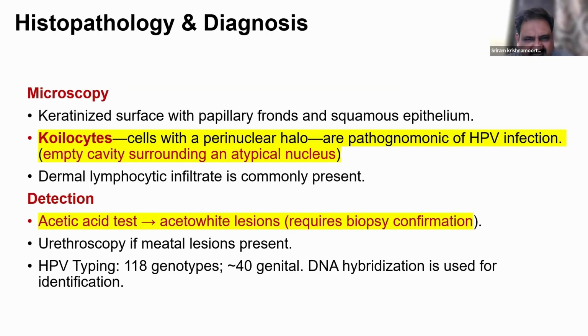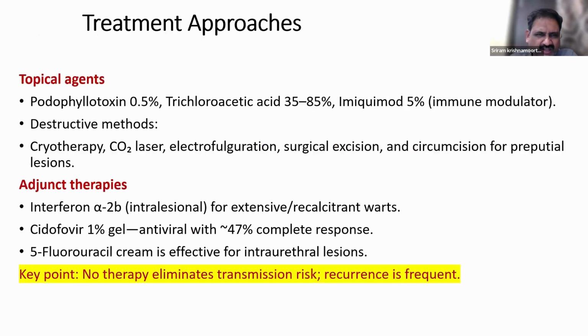The presence of koilocytes, perinuclear halo, is pathognomonic of HPV. It's an empty cavity. What is a koilocyte? It's an empty cavity surrounding an atypical nucleus. The nucleus will be atypical, and perinuclear there will be an empty cavity or a halo. That is a koilocyte, they call it. They will ask you all these things, and you should know the treatment for condyloma acuminata. What are the various topical treatments that you can use? What are the adjunctive therapies? All this you should know.